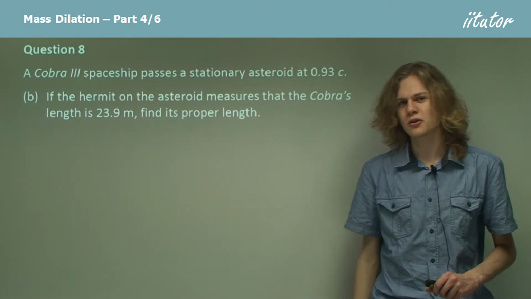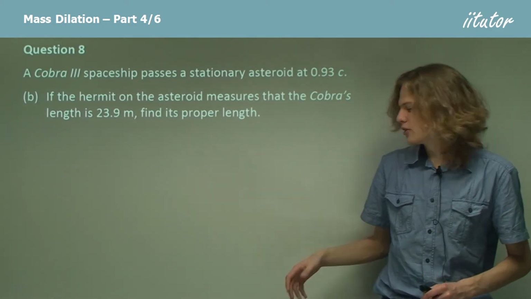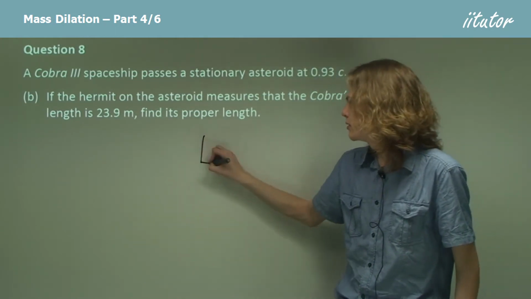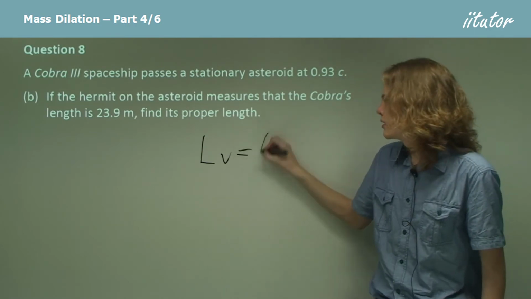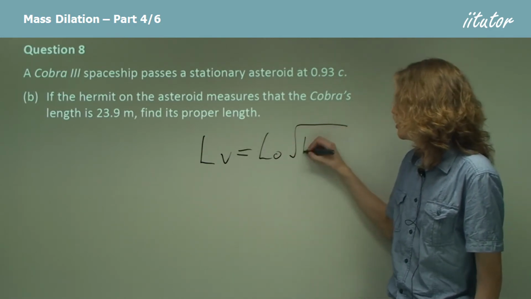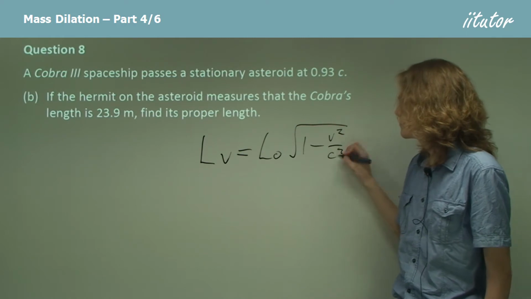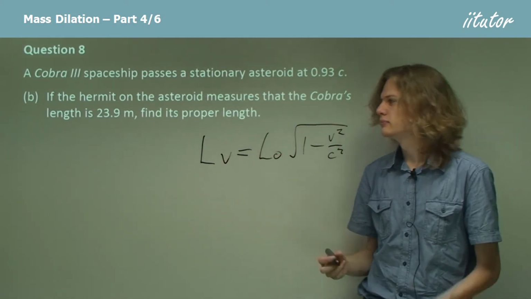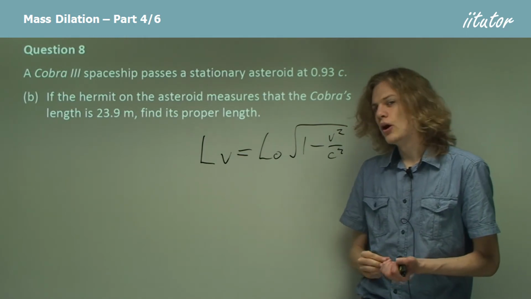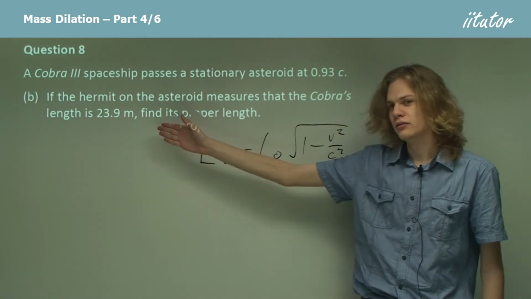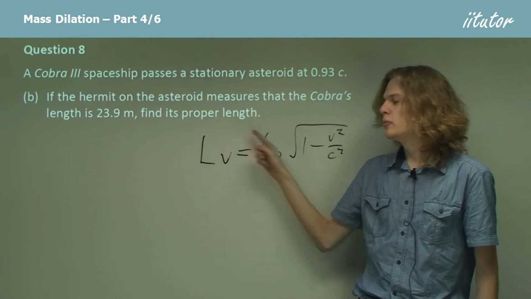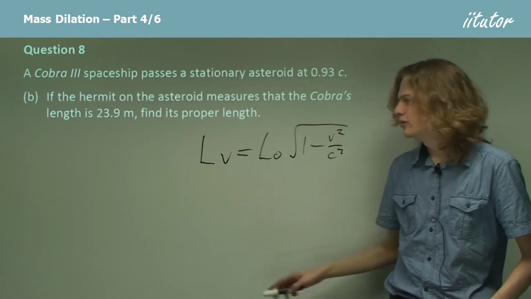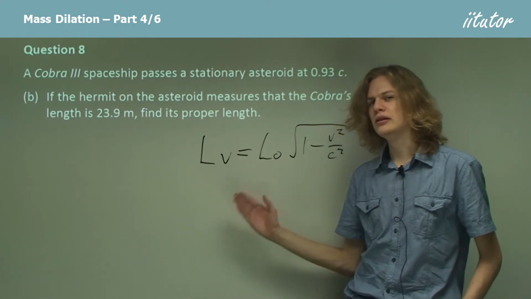So let's use our equations. Now we know that length contraction is given by this equation. Relativistic length equals rest length times this factor, which is less than 1. This means that relativistic length will be shorter, right? But we're already given relativistic length. What we want to find is its proper length, that is, the length when it's at rest, L0, right? So we need to rearrange this equation a bit.